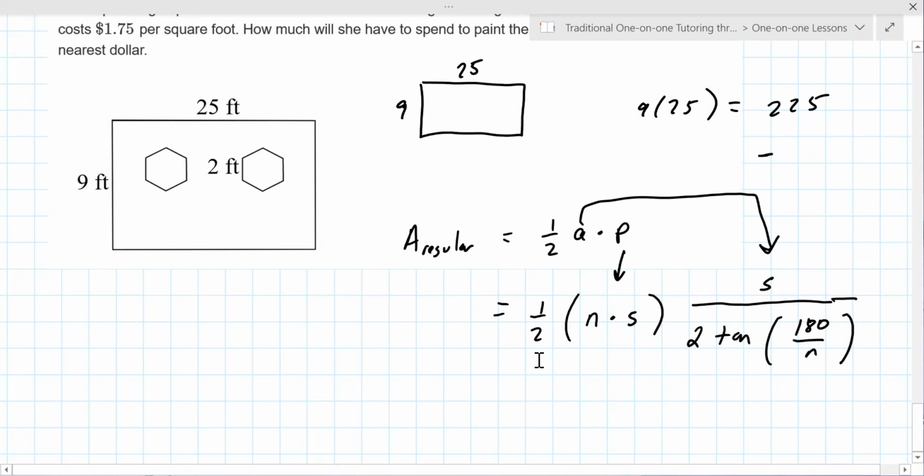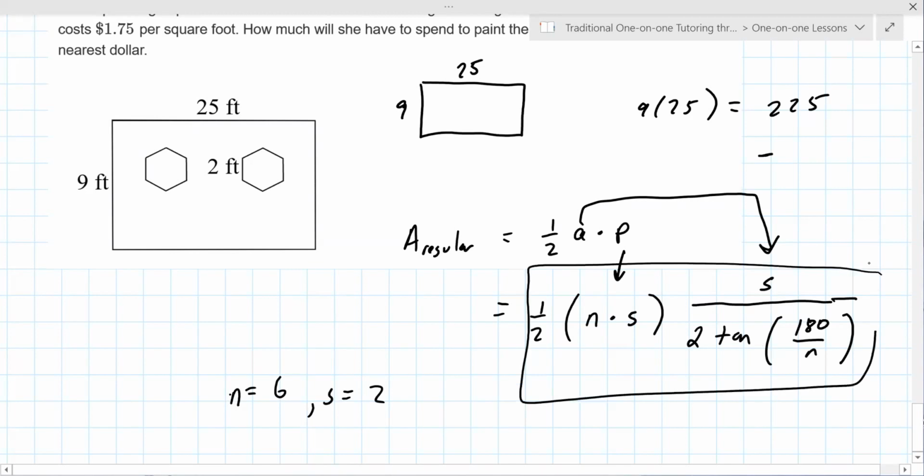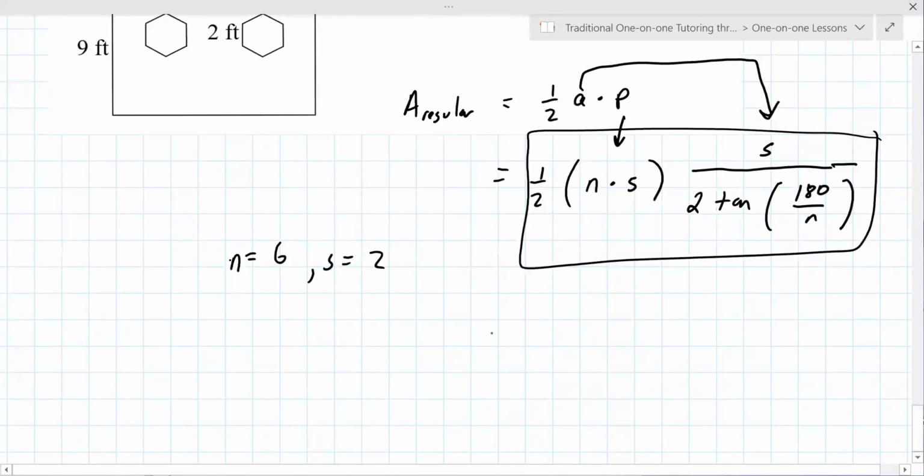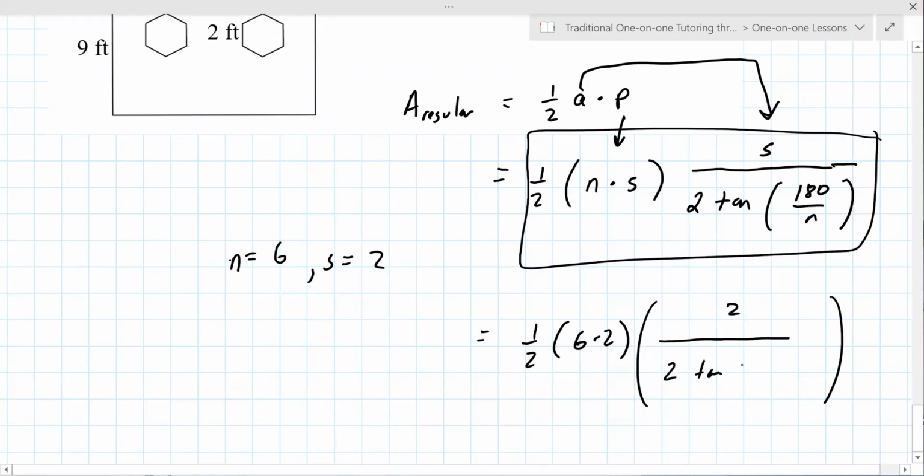Okay, great, got that. So now you have all these values. The number of sides is 6 because these are hexagons. The side length is 2. And this formula gives the area of one hexagon. So we have 2 of them. So you're going to do 1/2 times 6 times 2, and then I think I told you to put this in parentheses, 2 tangent 180 over 6.